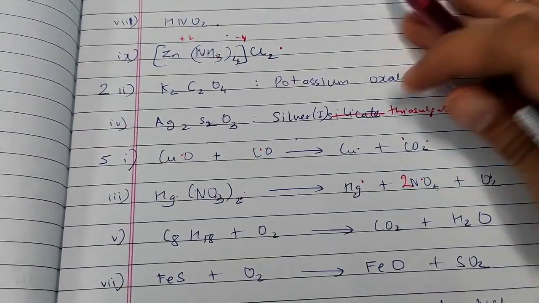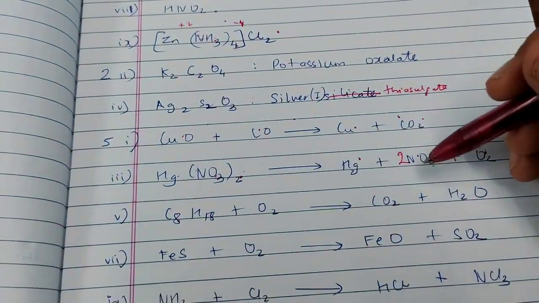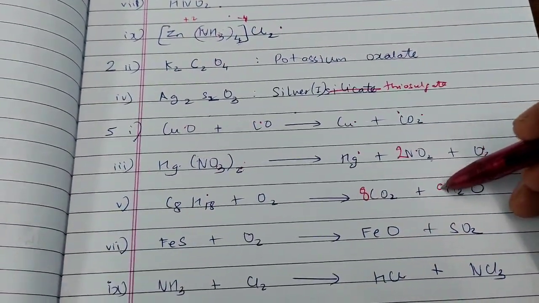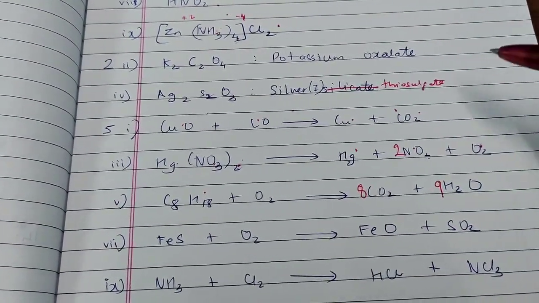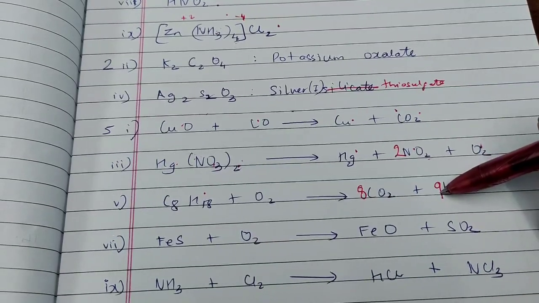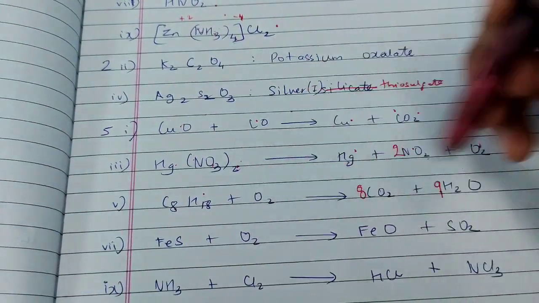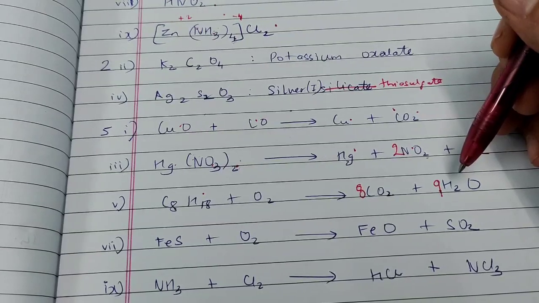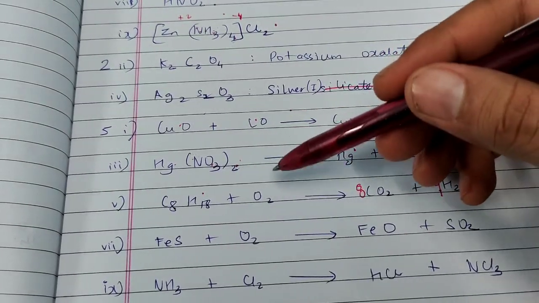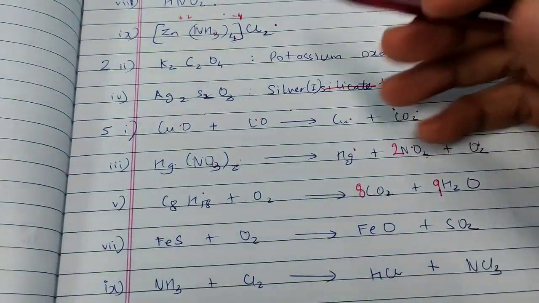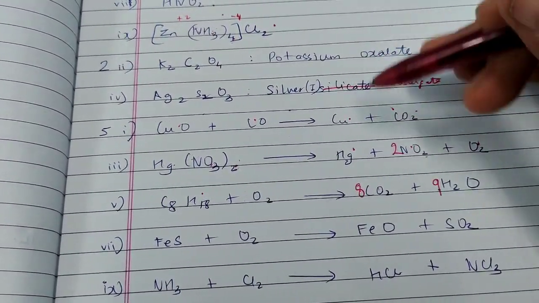Balanced. Carbon is 8. So put a 8 out here. Hydrogen is 18. So put a 9 out here. Oxygen is 16 plus 9, 25. But how do I write 25? It's odd number. So I'll make it perhaps 26 by writing a 13 and then increase this and then increase this. It'll be a long cut method. I have a shortcut method.